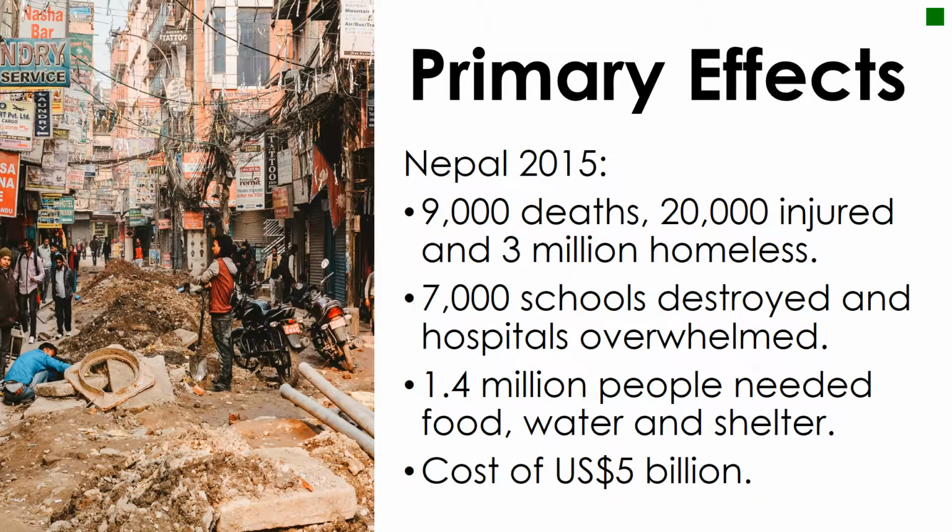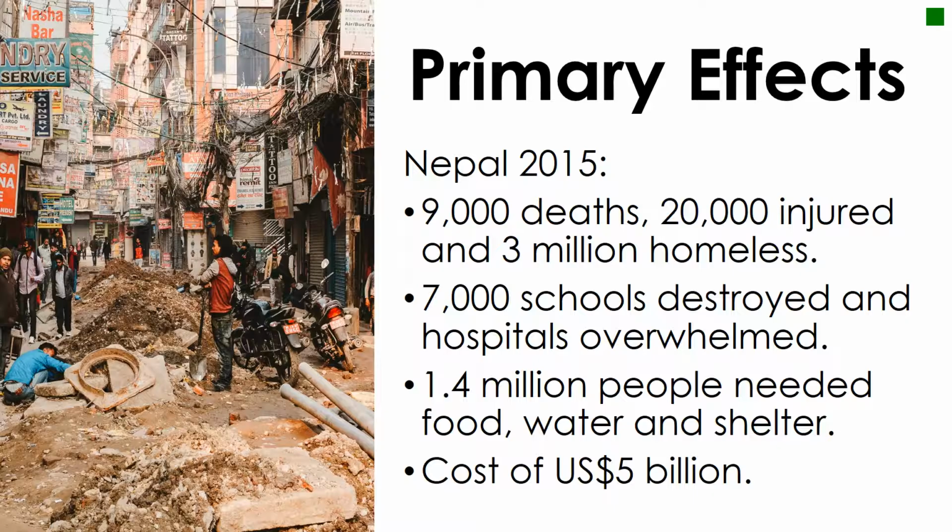So the primary effects for the Nepal earthquake were 9,000 deaths, 20,000 people injured, and 3 million people homeless. As well as this, 7,000 schools were destroyed, the hospitals in the region were completely overwhelmed, and 1.4 million people were in need of food, water and shelter. The cost of the damage: $5 billion.